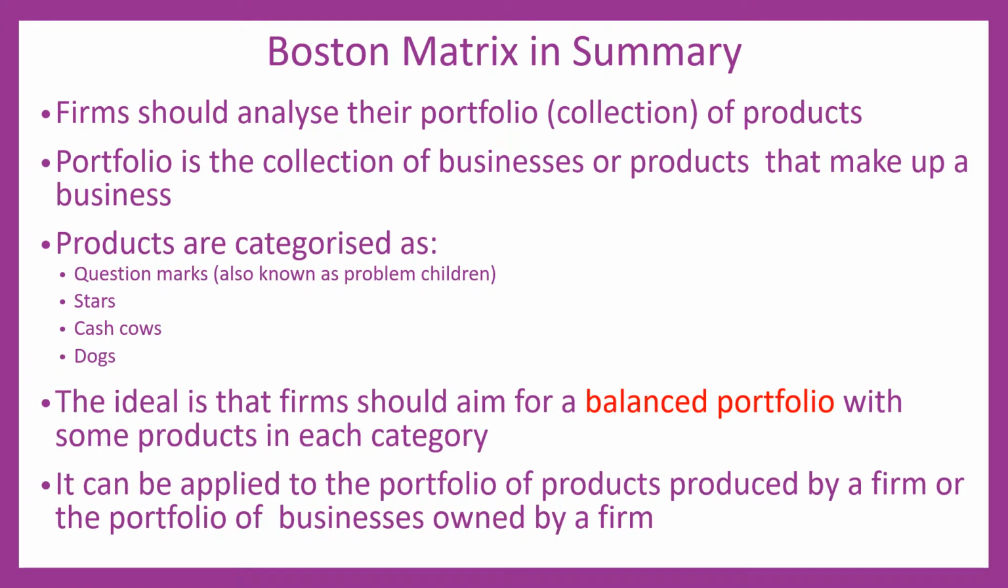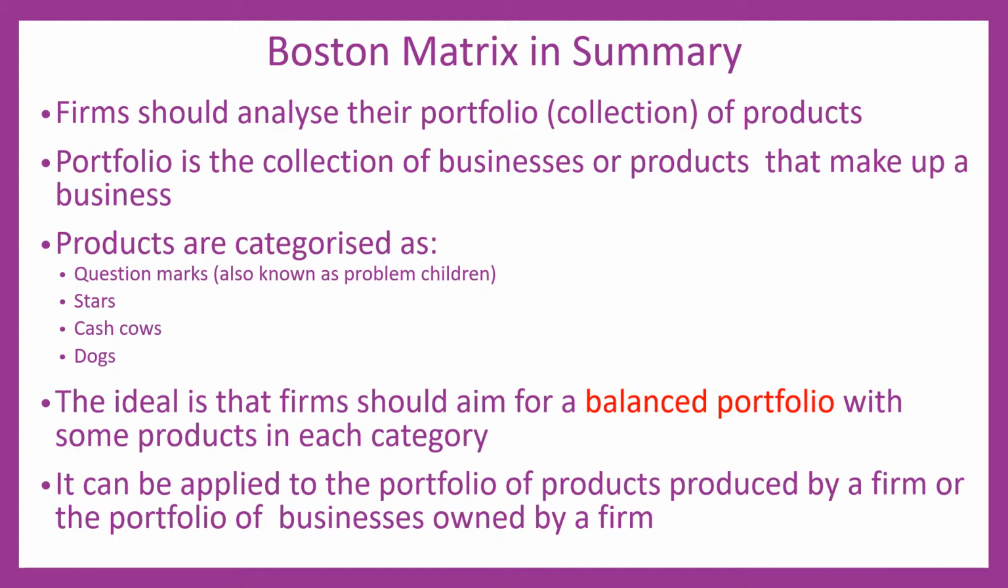So what is the Boston Matrix? Basically, it's a way of a firm analyzing their portfolio, their collection of products. The portfolio itself, like we said before, is a collection of businesses or products that make up a business. Now, the products are categorized as question marks, which are also known as problem children. So you can see one or the other. Just remember that they are actually the same thing. Then we've got stars, cash cows, and finally dogs. The ideal is that firms should have a balanced portfolio, so they should have a few products in each category.